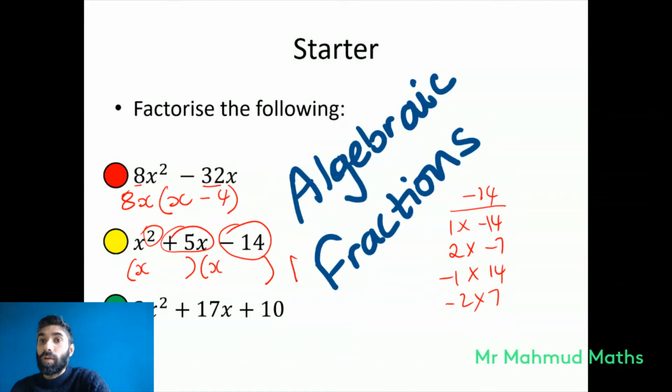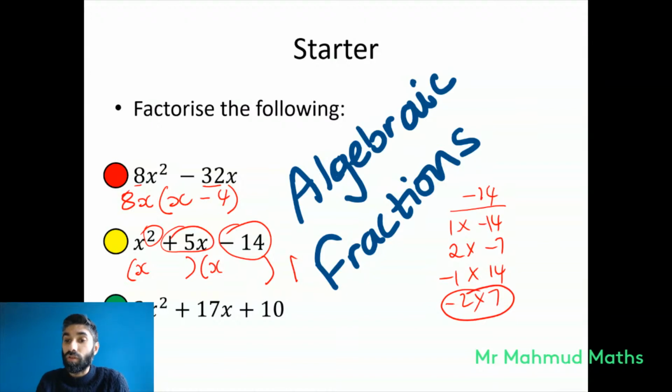Now, I can clearly see 2 minus 7 gives us minus 5, but minus 2 plus 7 gives us plus 5. So we're going to use this pair here. So my answer is going to be x minus 2 and x plus 7. Now, this is done. So the answer is x minus 2 brackets x plus 7.